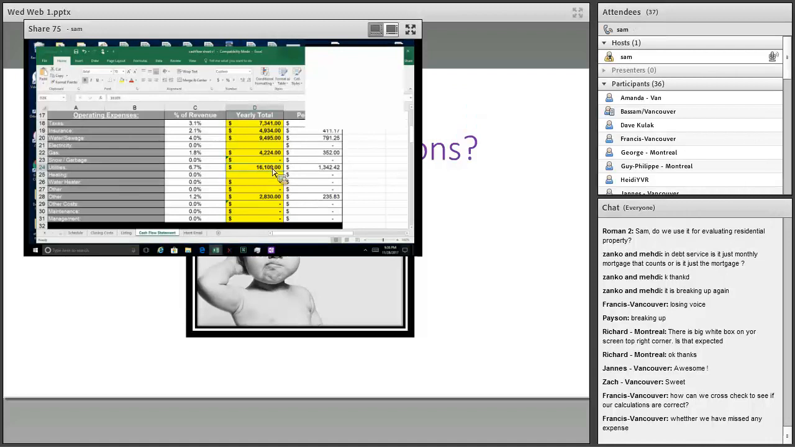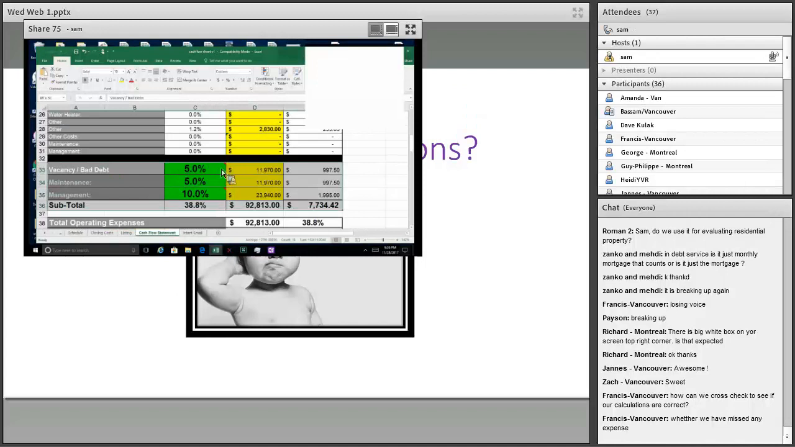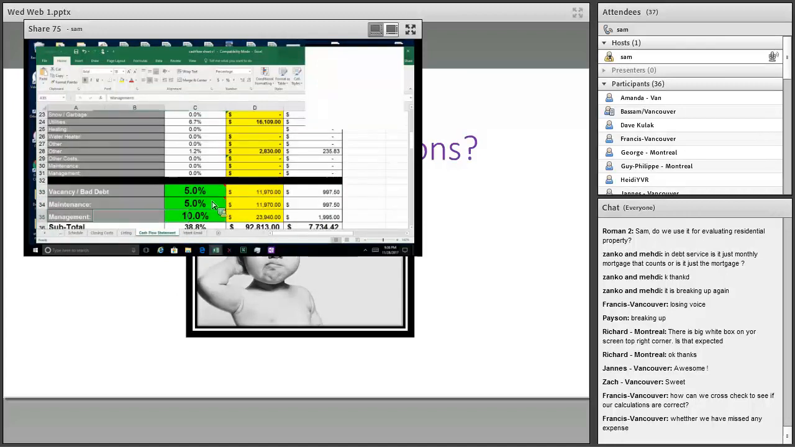Obviously you want to ask them, is there any other expenses? Can you provide an income and expense statement? The agreement actually requires them to do that within a certain amount of time. Typically, you get this stuff. What you don't get is this stuff. They don't give you vacancy, maintenance, or management. The reason is most people manage their own property.